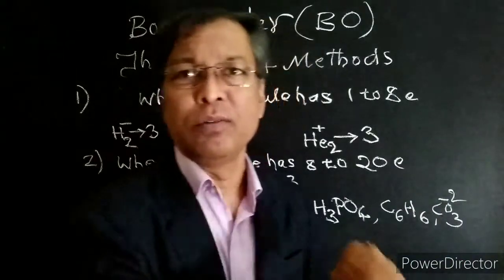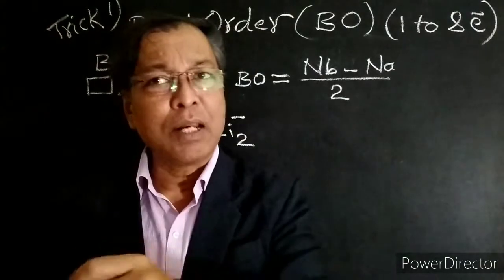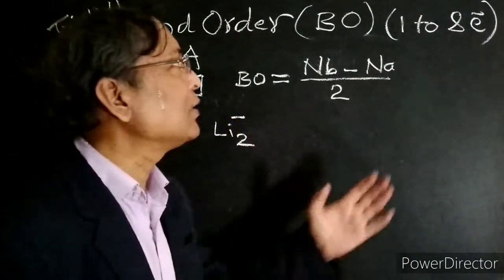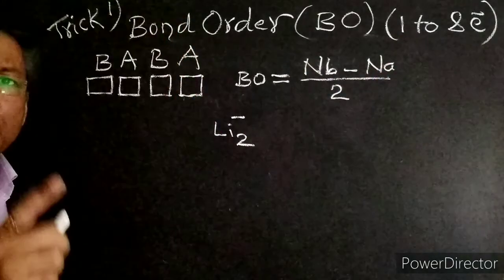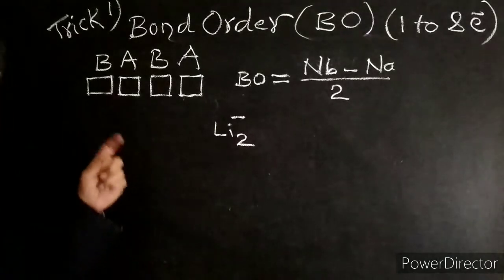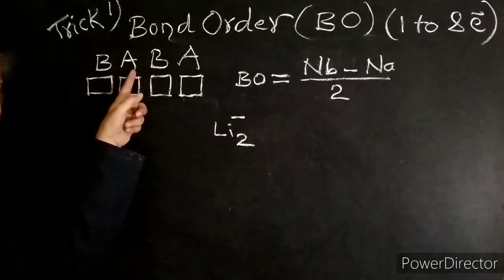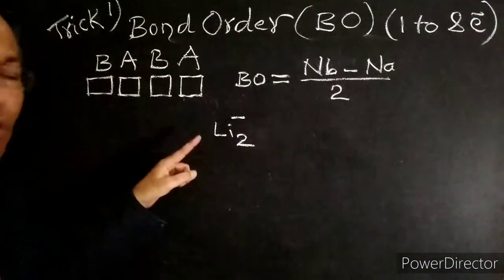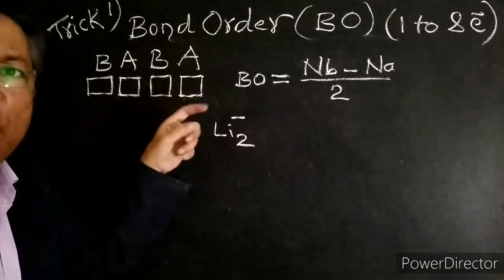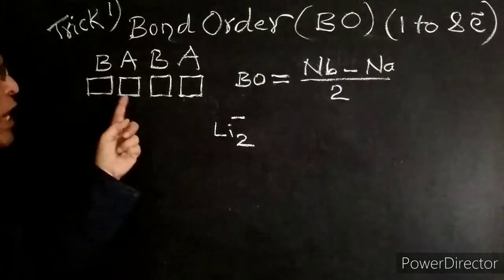Here we go. The first trick to calculate the bond order is called the Baba trick. This Baba trick is useful for those molecules which contain 1 to 8 electrons. I repeat, the name of the first trick is Baba trick, where B stands for bonding electrons and A stands for anti-bonding electrons, and the maximum capacity of each shell is 2.